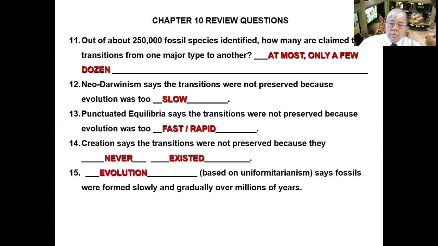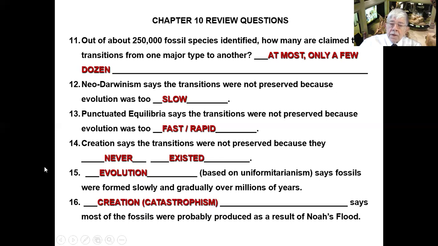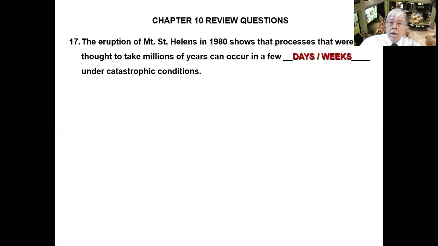What, based on uniformitarianism, says fossils were formed slowly and gradually over millions and millions of years? That's evolution. Creation says most of the fossils, maybe not all, but most of the fossils were probably produced as a result of Noah's flood. The eruption of Mount St. Helens in 1980 shows that processes that were thought to take millions of years can occur in a few days or weeks under catastrophic conditions.